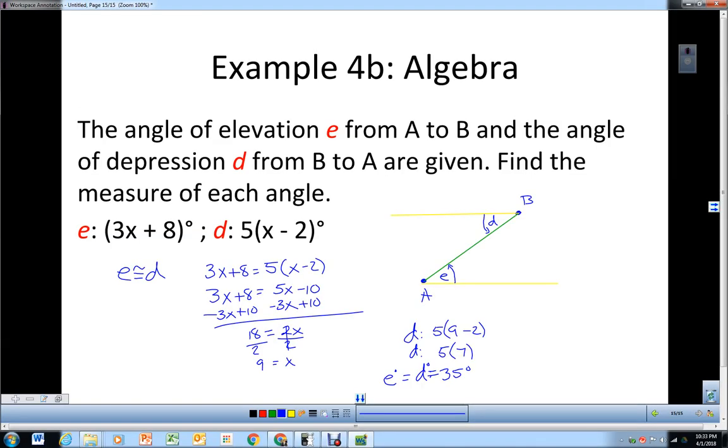Alright, so let's see how you set it up. We have the angle of elevation from A to B, angle of depression from B to A. So we set them equal, distribute, solve for x, get it down to 2x is equal to 18, x is equal to 9. It doesn't matter which one we plug it into, so since we plugged it into E last time, I plugged it into D. 9 minus 2 is 7, 7 times 5 is 35. So angle E and angle D are both 35 degrees.